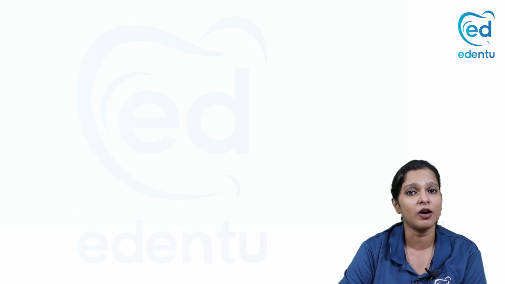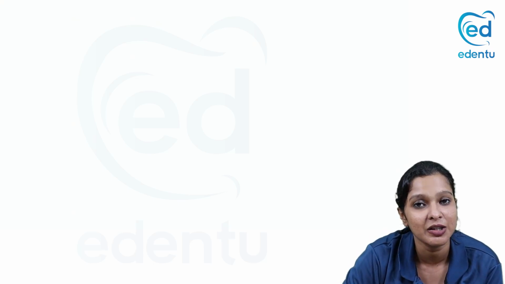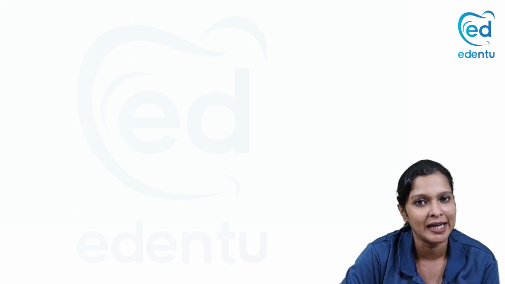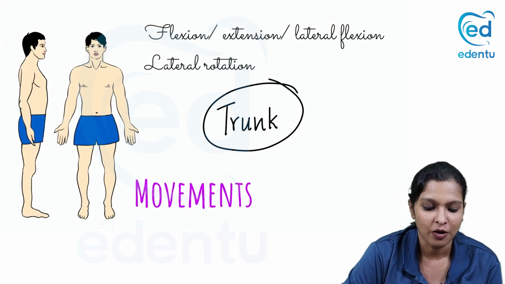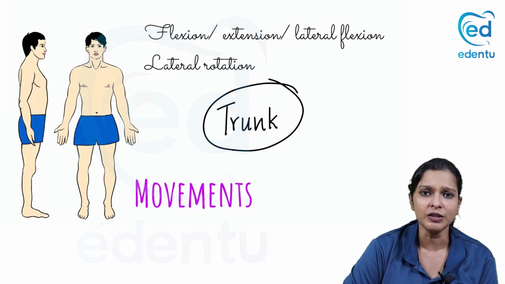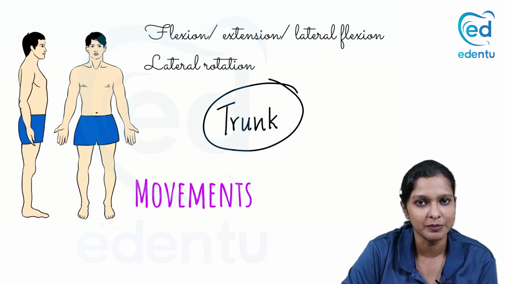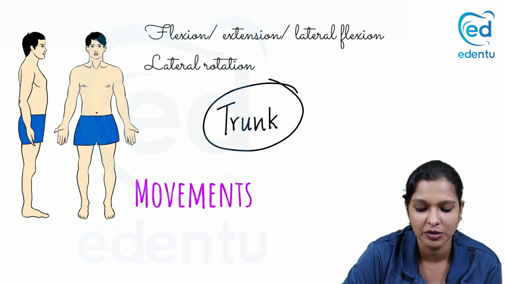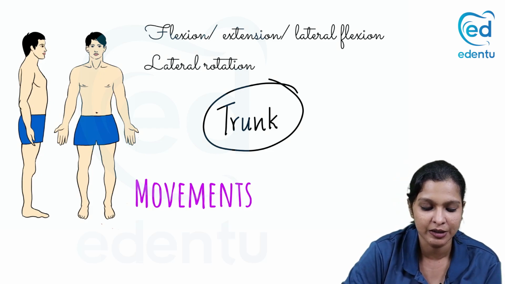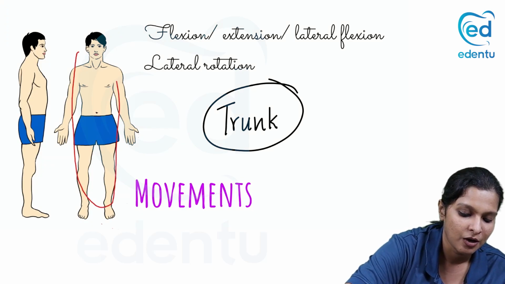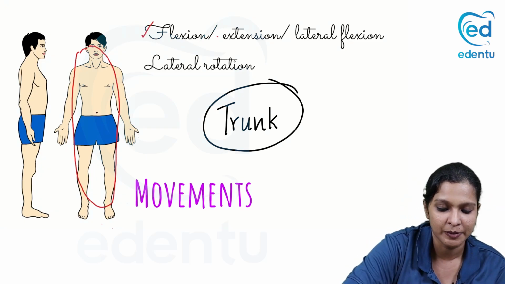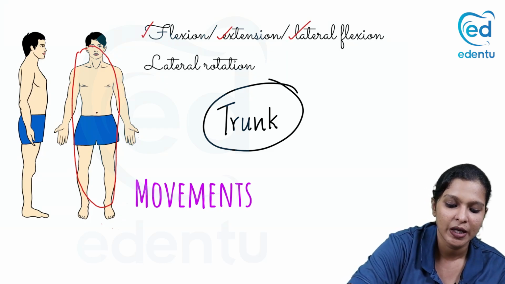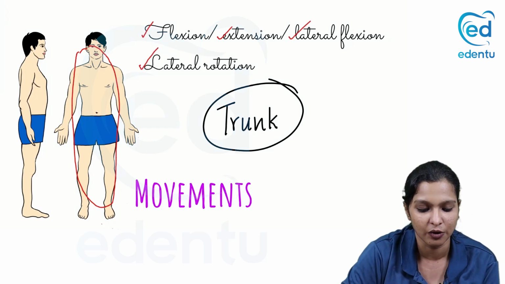So far we saw about adduction versus abduction. We also saw about medial and lateral rotation, and then we saw about flexion and extension. This is assuming one of the limbs, upper limb or lower limb, those terminologies were used. For the trunk region, in this region, we'll see what each of these terminologies means: flexion, extension, lateral flexion, and lateral rotation.